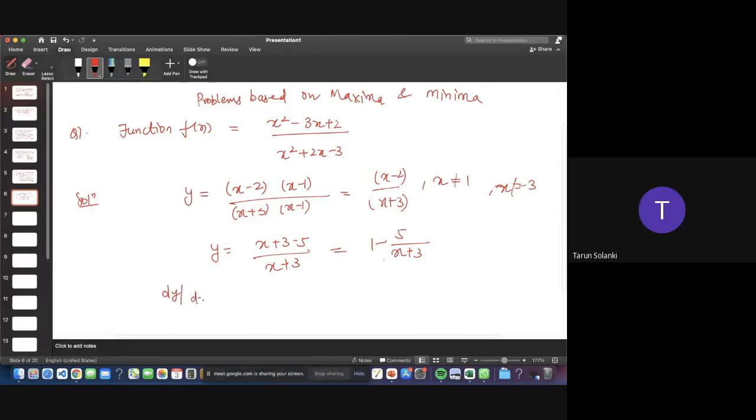So dy/dx = 5/(x + 3)², which is positive always for all values of x. So finally y = f(x) is an increasing function in its domain. Okay, in its domain. So you can copy this, then we'll move to the next question.